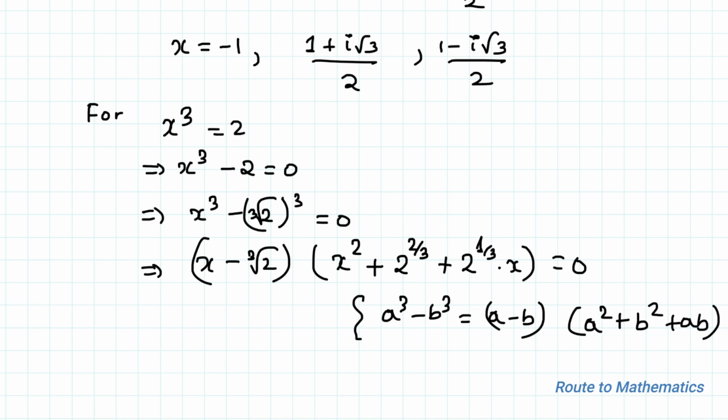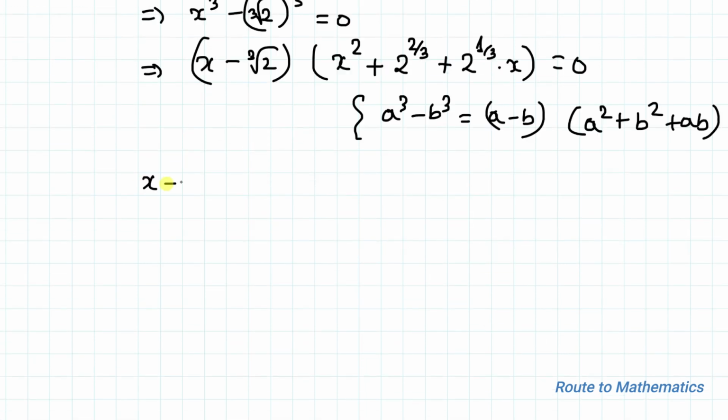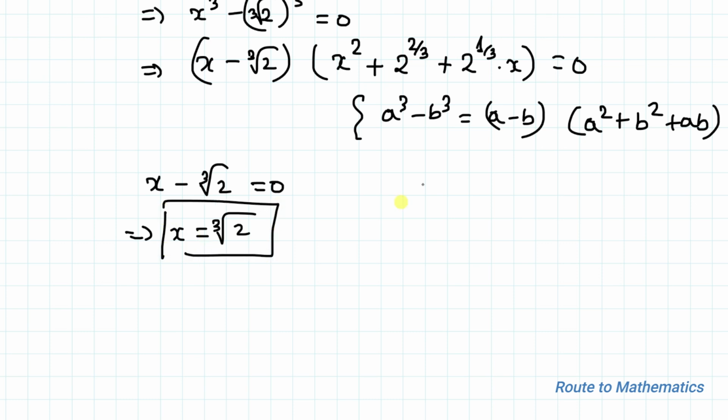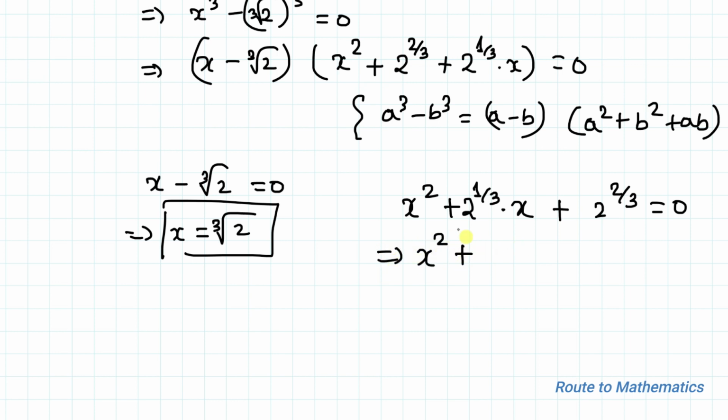Okay. So from here we are getting x minus root cube of 2 equals to 0. This implies this x equals to root cube of 2 is one of the solution. Another is x square plus 2 to the power 1 by 3 multiplied with x plus 2 to the power 2 by 3 equals to 0. So here we have quadratic equation. So we'll apply the quadratic formula here. Before that, let's just simplify a bit, little bit.